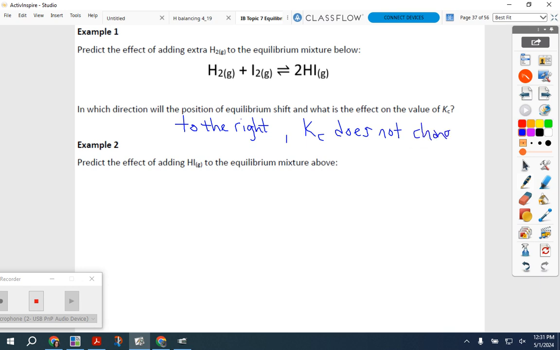Okay. What's going to happen if we add HI? Go ahead, Kathy. Yeah, it's going to shift to the left. All right, so if we add more stuff over here, it's going to shift to get rid of some of that stuff. If we add more stuff over here, it's going to shift to get rid of some of that stuff. It's always going to counterbalance whatever the perturbation was. Okay.